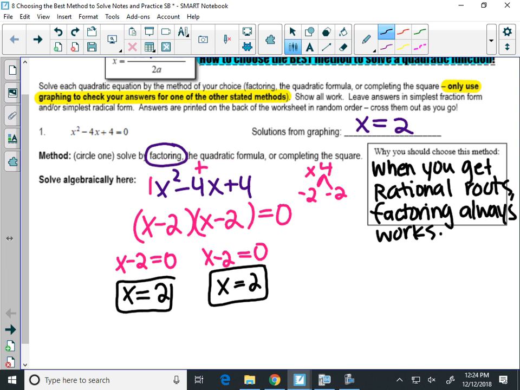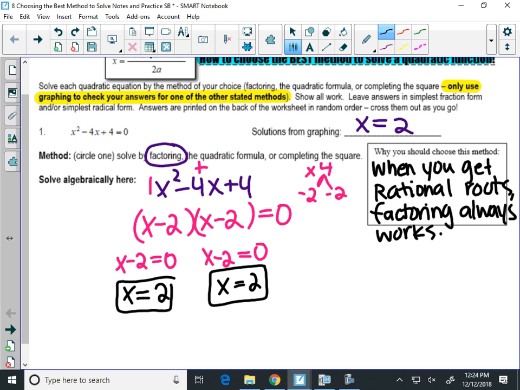If you are not good at factoring, then you might want to avoid this one, right? If you are not a good factorer, just don't factor when it says choose your method. If you are good at factoring, that should be the first thing you always try. Always look to see if you can factor a quadratic, because if it factors, it's a lot faster than going through the quadratic formula. Okay.